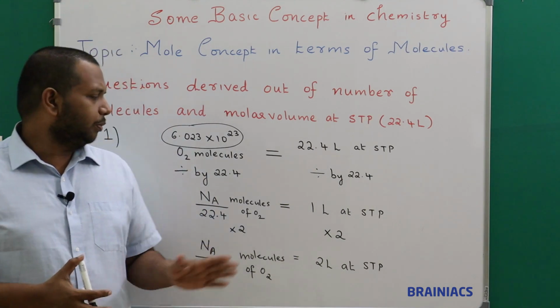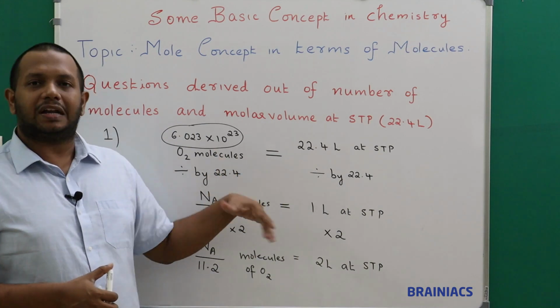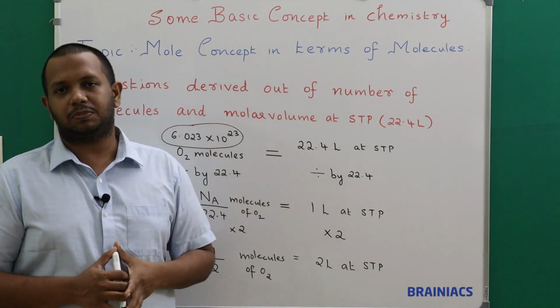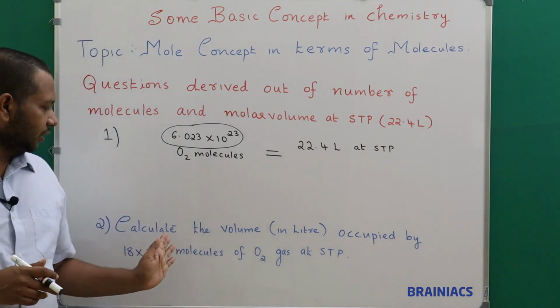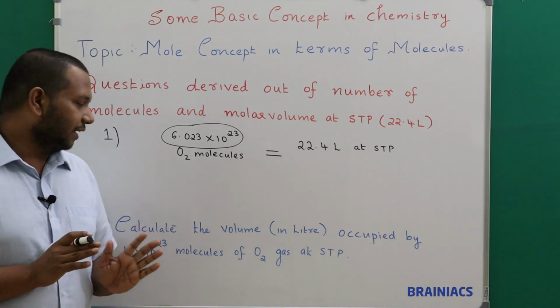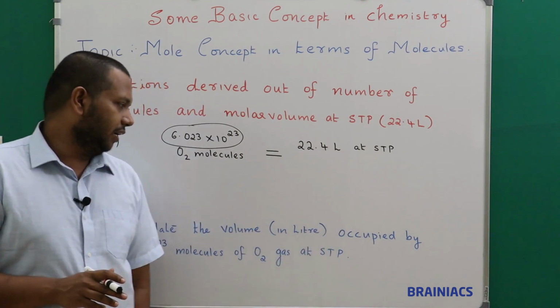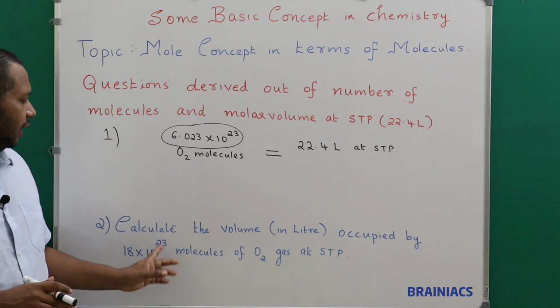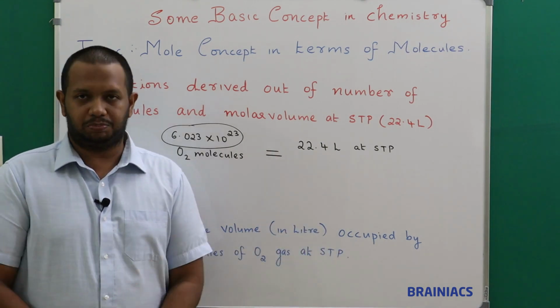Okay, so I hope you understood the concept and how to do this. We will try to put the next question out of the same relationship and do it. Please go through the next question. The question states: calculate the volume in liters occupied by 18 into 10 power 23 molecules of oxygen gas at STP.